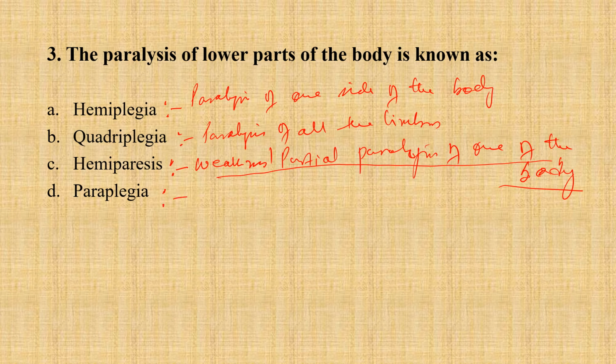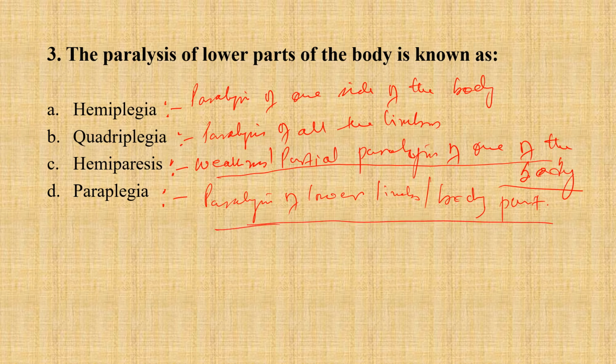whereas paraplegia is paralysis of lower limbs or lower body parts. Paralysis of lower limbs or lower body parts of the body is called paraplegia. So the correct answer here is option D, which is paraplegia.